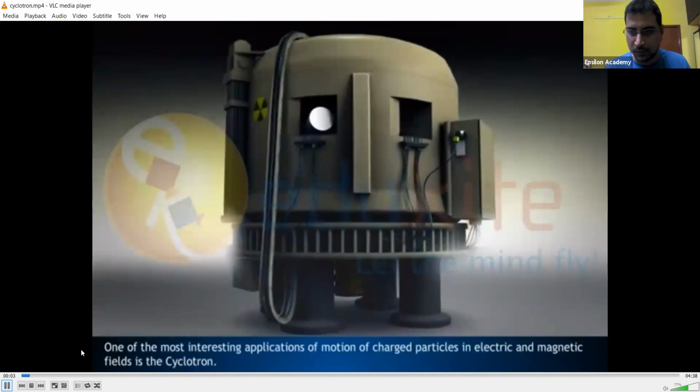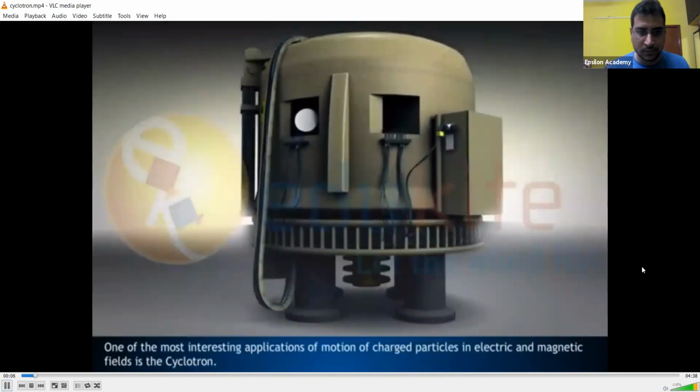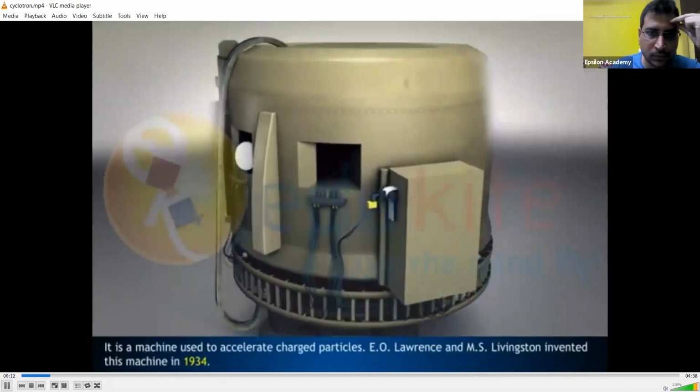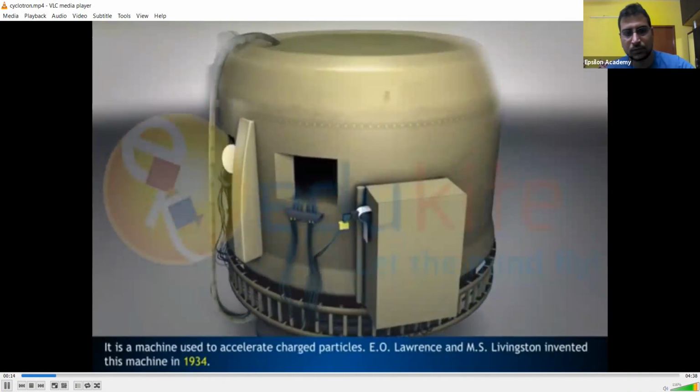One of the most interesting applications of motion of charged particles in electric and magnetic fields is the cyclotron. It is a machine used to accelerate charged particles. E.O. Lawrence and M.S. Livingston invented this machine in 1934.